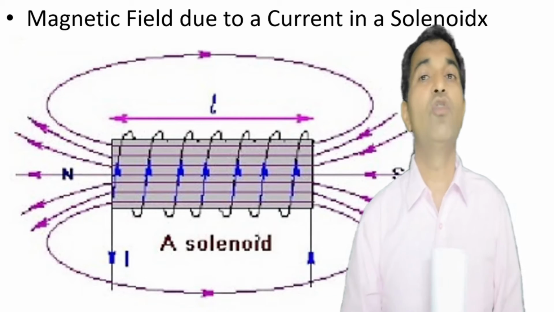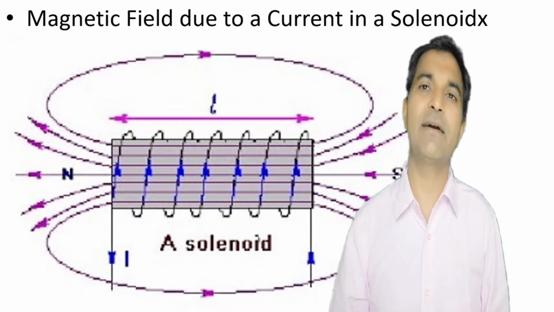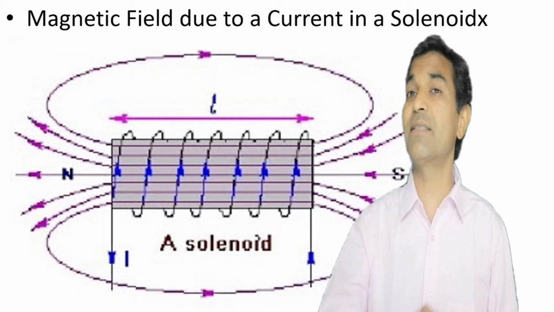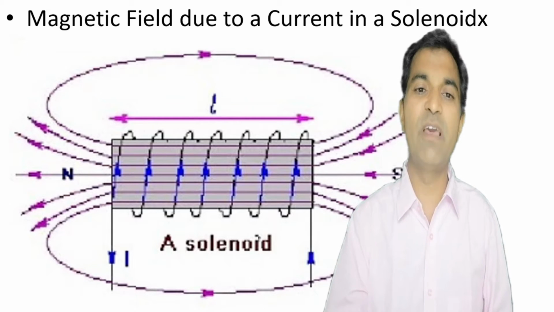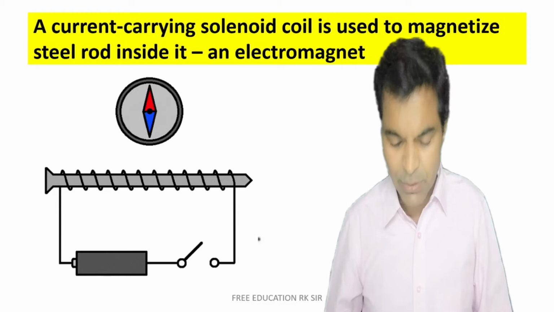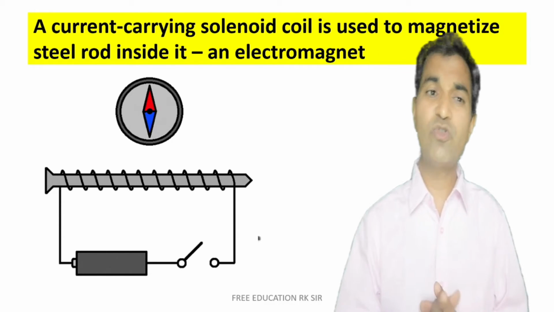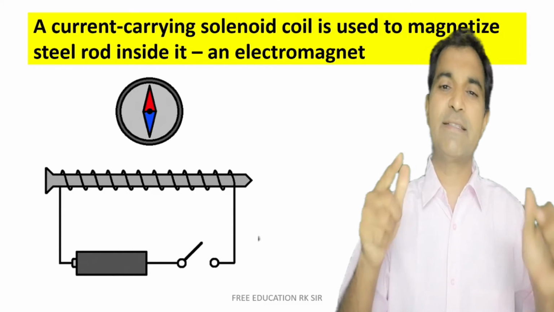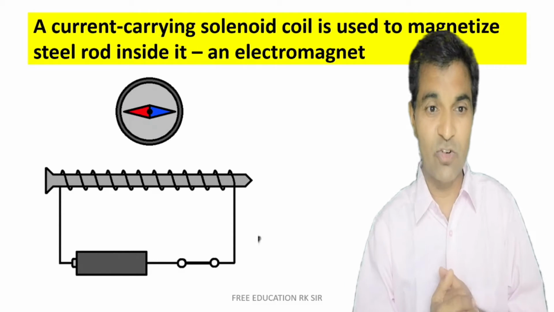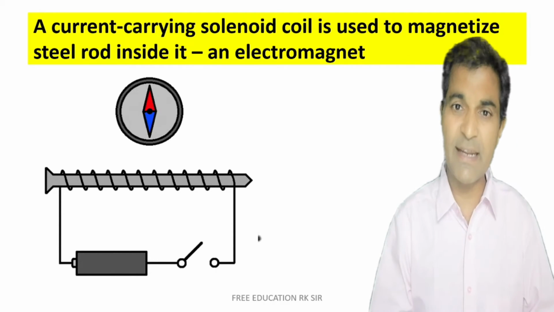Again I am repeating, you will have to try to understand the concept, you will have to visualize the concept in your mind, then you will be able to understand. Now the next topic is that a current carrying solenoid used to magnetize a steel rod inside it is known as an electromagnet. So what is an electromagnet?